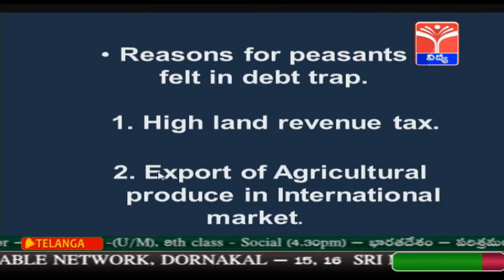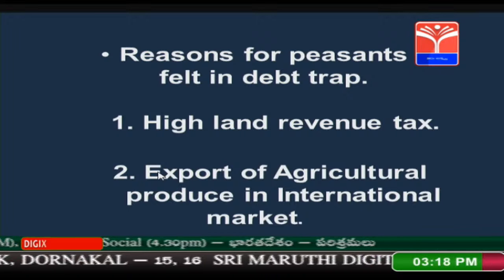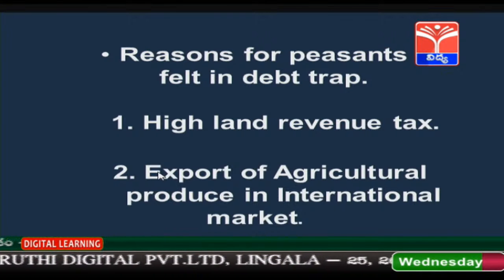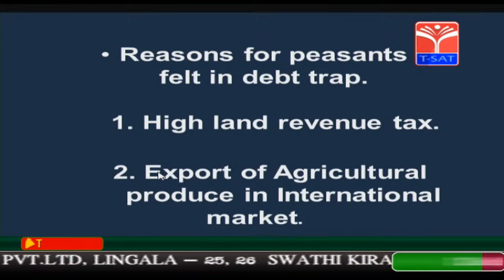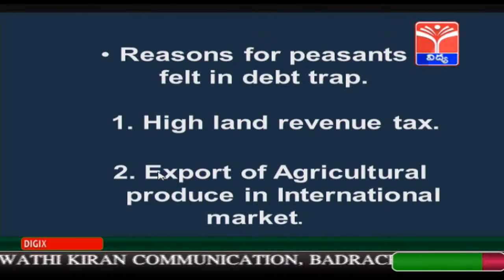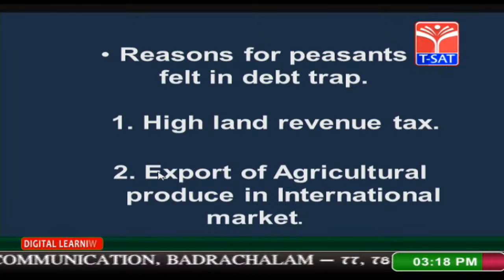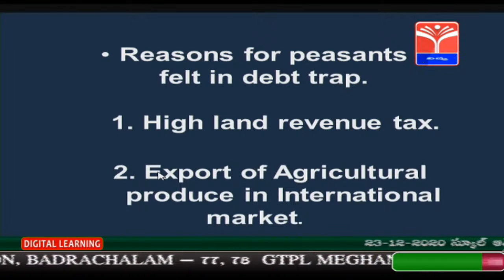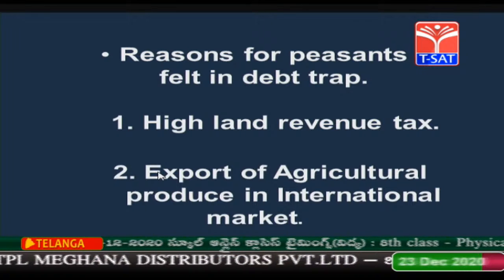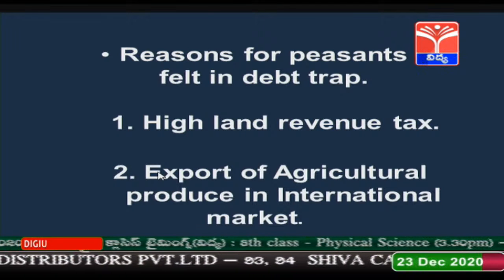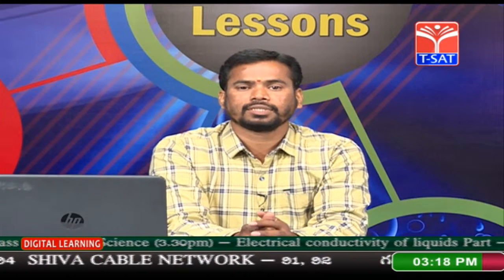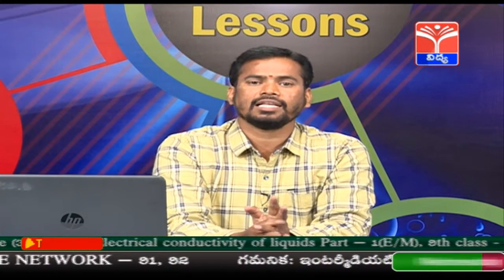Reasons for peasants falling into a debt trap. What is debt? Debt means owing some money to others. There are two reasons. The first one is high land revenue tax and the second is export of agricultural produce in the international market. Why were the peasants caught in a debt trap? The first reason was high land revenue.